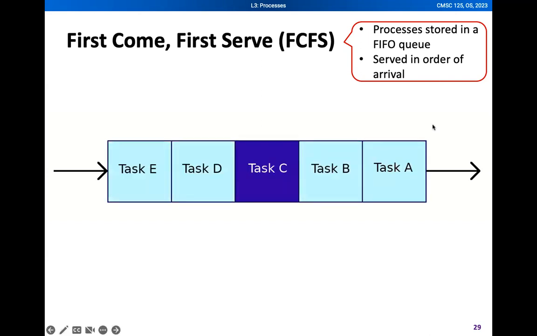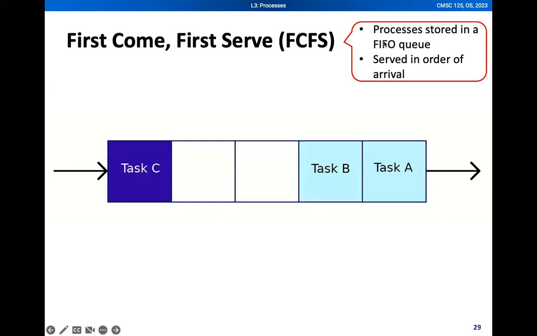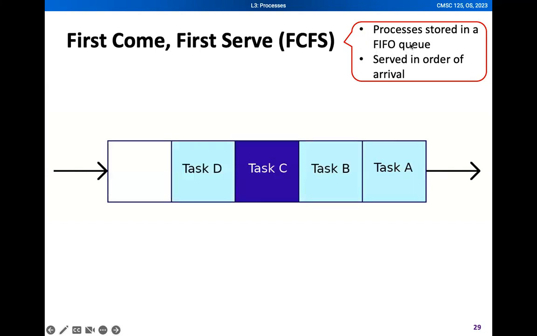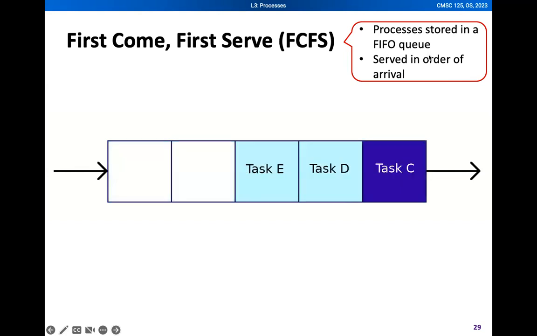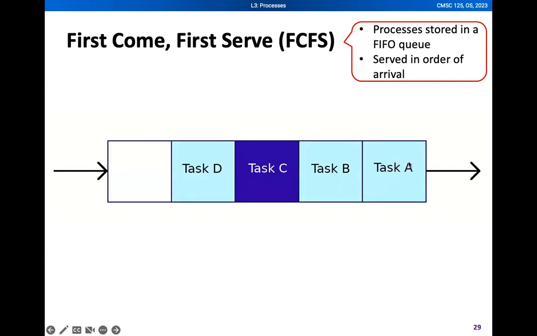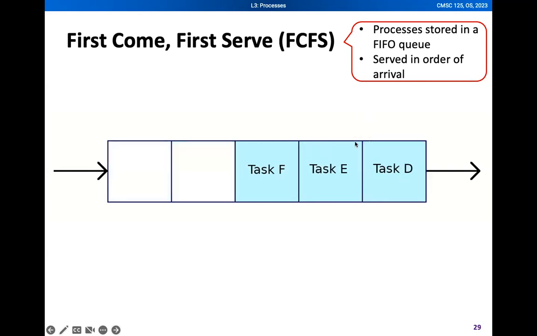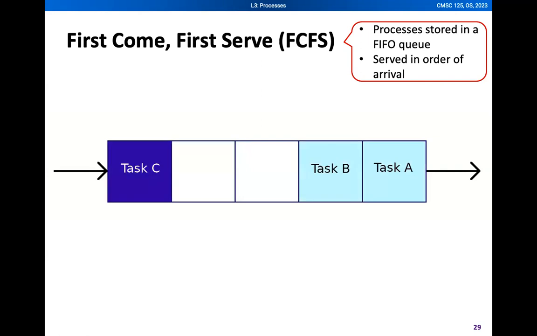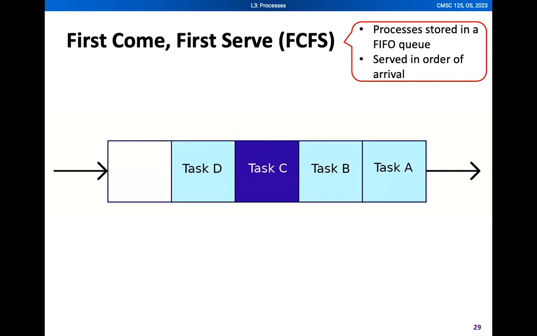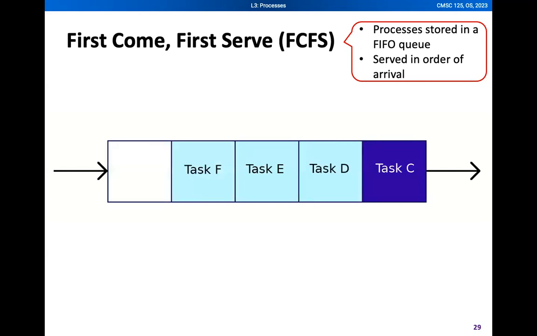The implementation of an FCFS policy is easily managed by a FIFO, or first in, first out queue. So it is served in the order of arrival. For example, in here, task A has arrived first, followed by task B, and then task C. So what would be the order in which these tasks will be executed? It will be A, then followed by B, and then followed by C, since they have arrived first.